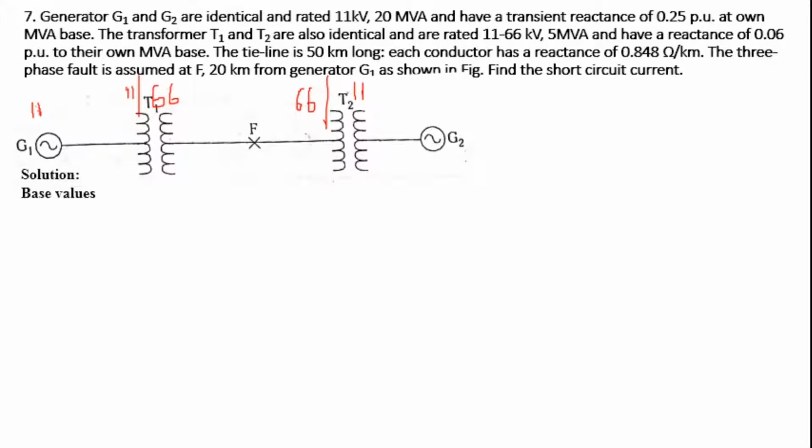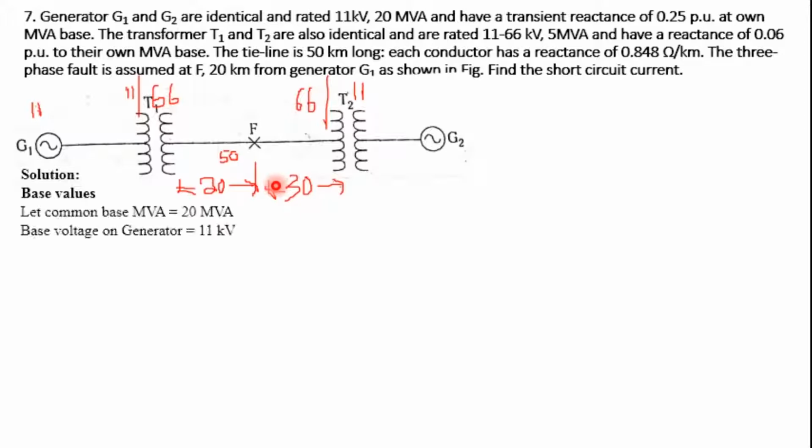Here we need to consider that the total length of the transmission line is 50 kilometers, but the fault takes place 20 kilometers from G1. So the other side of the circuit is at 30 kilometers. So we are dividing the total length of 50 kilometers into 20 and 30.